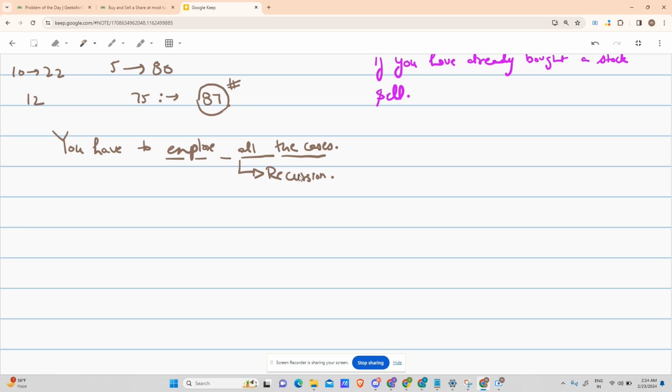And when drawing the recursion subtree, if you find overlapping subcases, in that case, make it a DP problem. That is, apply memoization and change it to a dynamic programming problem. This is the flow.